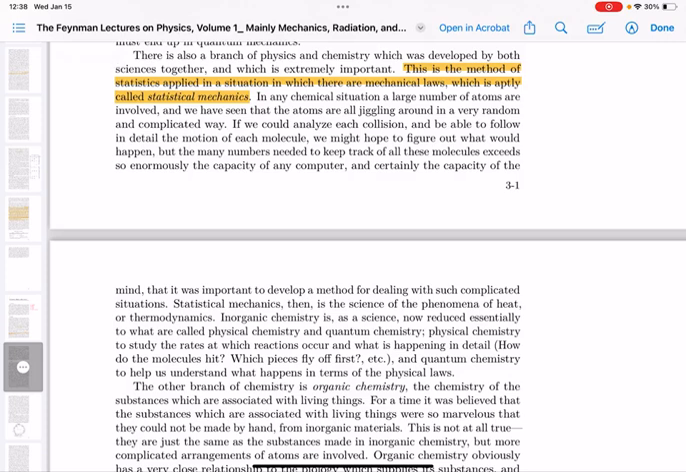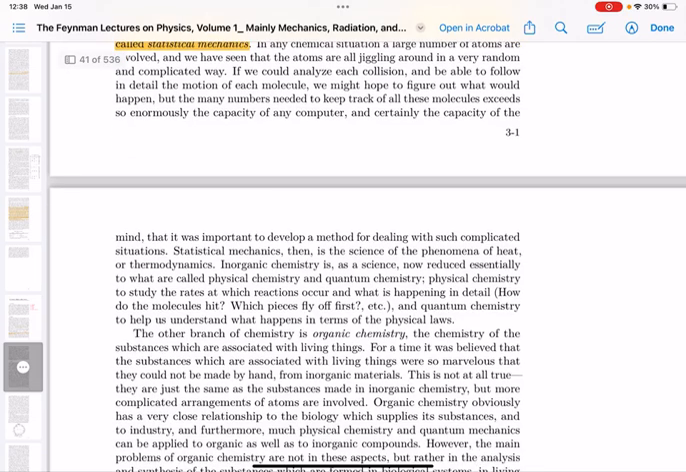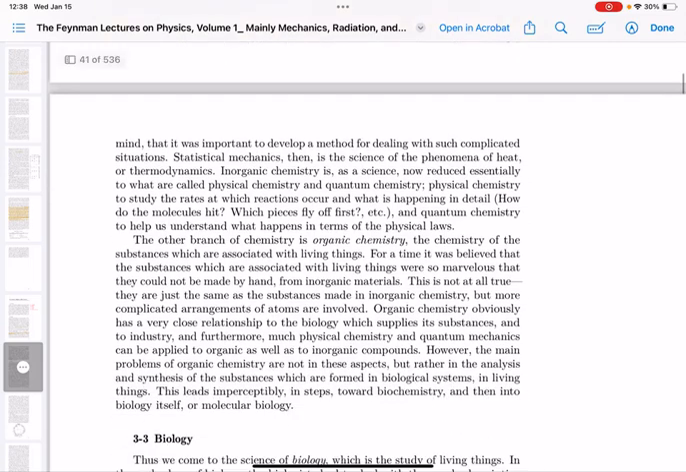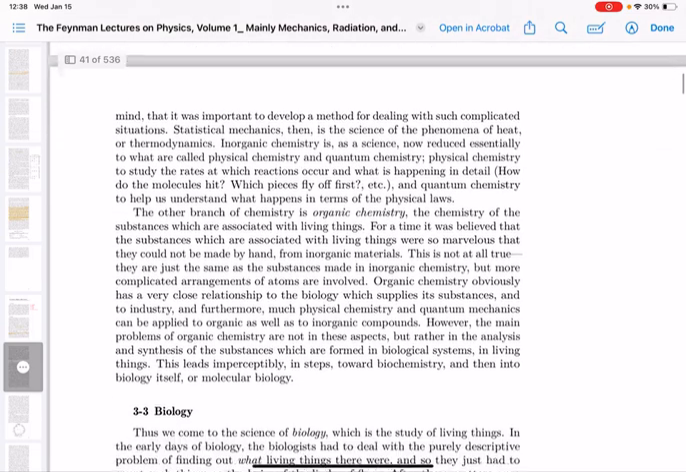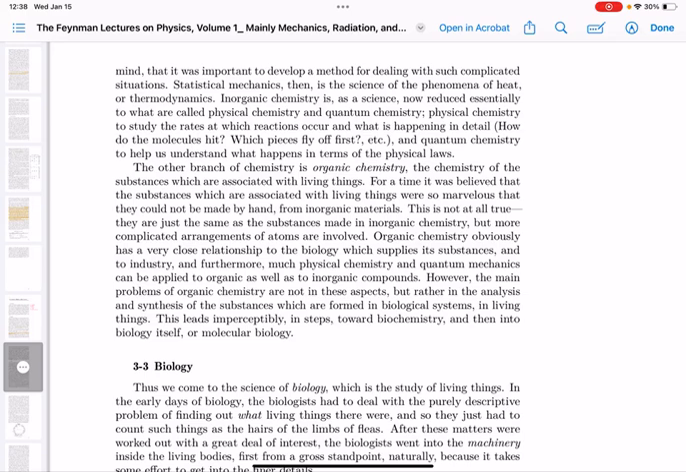In any chemical situation, a large number of atoms are involved, and we have seen that the atoms are all jiggling around in a very random and complicated way. If we could analyze each collision and be able to follow in detail the motion of each molecule, we might hope to figure out what would happen. But the many numbers needed to keep track of all these molecules exceed so enormously the capacity of any computer, and certainly the capacity of the mind, that it was important to develop a method for dealing with such complicated situations. Statistical mechanics, then, is the science of the phenomena of heat or thermodynamics.